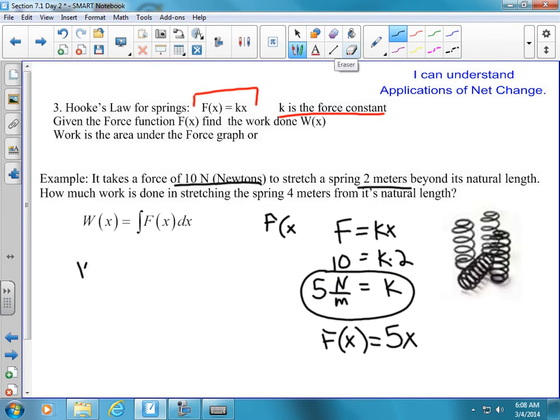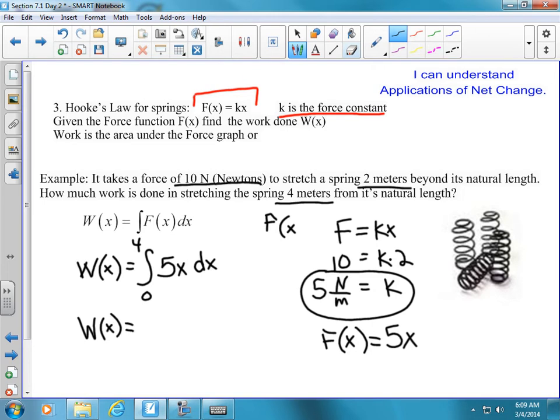Let's figure out what the work is then. The work when you're stretching 4 meters from its natural length. We're going to put that f(x) function in here, the force function, which is 5x. We're going to evaluate that from 0 to 4, because the spring is going to go from 0 to 4 meters. The work is equal to, how nice that we know how to take this antiderivative, 5x squared over 2, evaluated from 0 to 4, and you should get 40 newton meters.